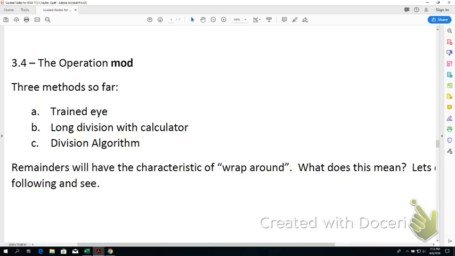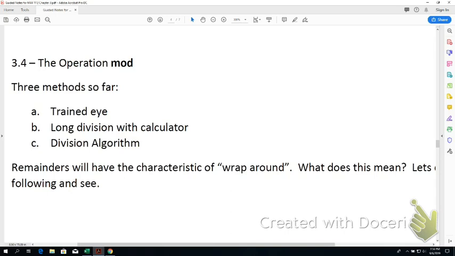interesting, okay? So the 3 methods so far that you can think of, what has the operation mod been used for? Remember, mod means remainder. We want the remainder, okay? So one method is that you can just look and get the mod from 2 numbers, like 7 divided by 6. The mod would be 1. That's by the trained eye. The other one is by using the long division with the calculator. We could get the remainder. And the other one is using a division algorithm. Remember the repeated subtraction. Okay, so remainders have a characteristic called wraparound.